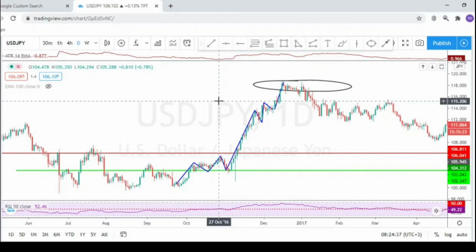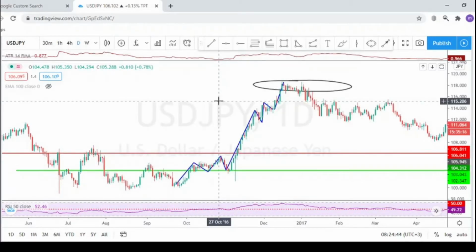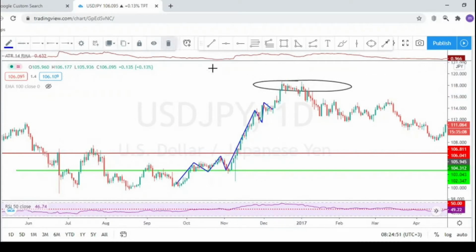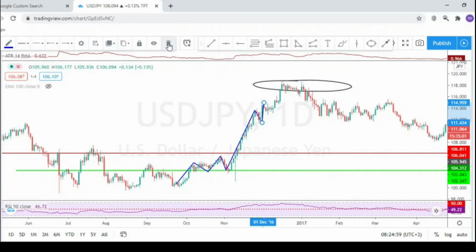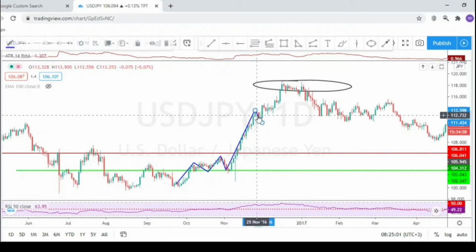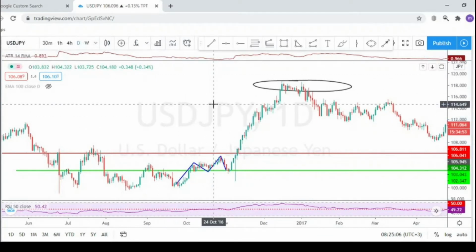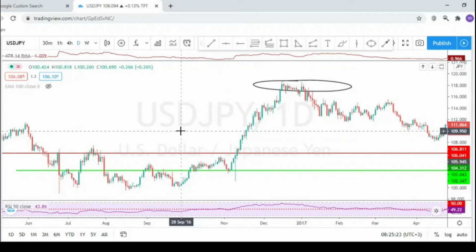Then after identifying the trend of the market, you identify a dynamic key level of structure at a potential reversal point. This is our second step. What's a dynamic key level of structure? This could be resistance or support. If the market is trending in an uptrend direction, then you look for a dynamic key level of resistance. But if the market is trending in a downtrend direction, then you look for a dynamic key level of support.